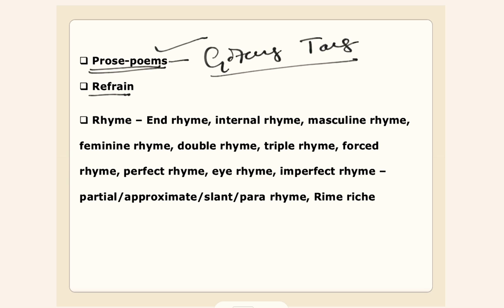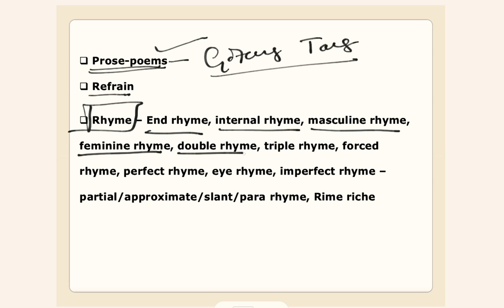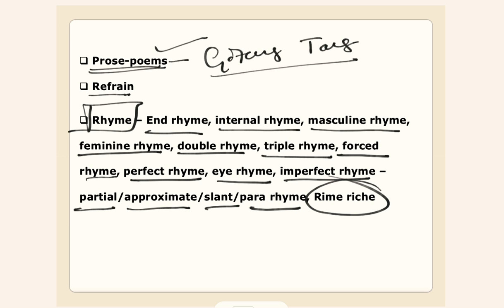A refrain, a rhyme. This is the central topic in the poetry section. Let's see what are the forms of rhyme. End rhyme, internal rhyme, masculine rhyme, feminine rhyme, double rhyme, triple rhyme, forced rhyme, perfect rhyme, eye rhyme, imperfect rhyme, partial rhyme or approximate, slant, para rhyme, and finally rime riche. These are the different forms of rhyming system in literature.